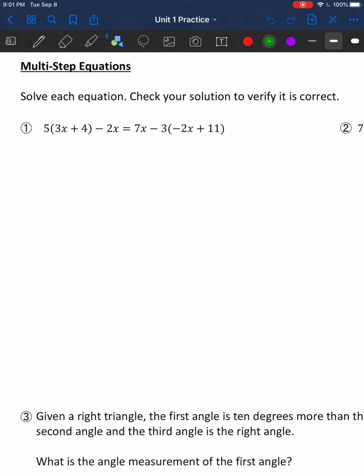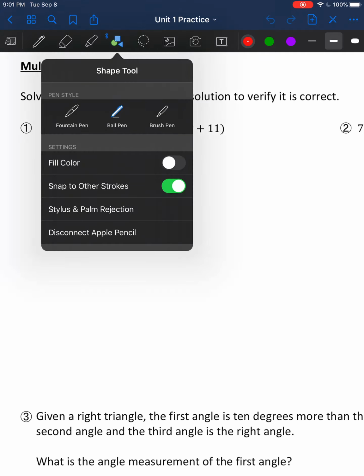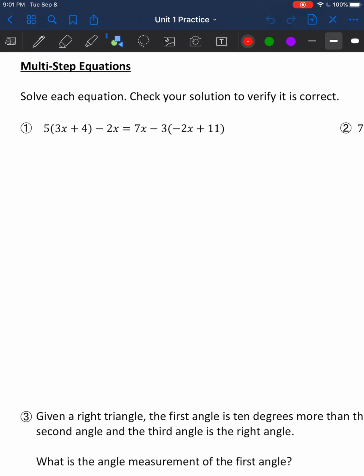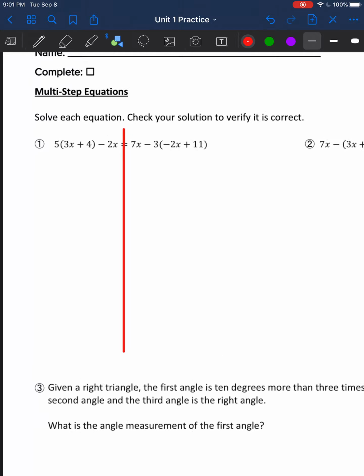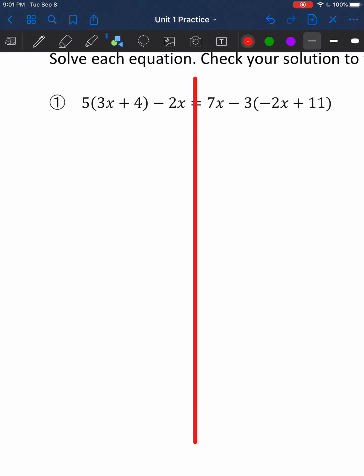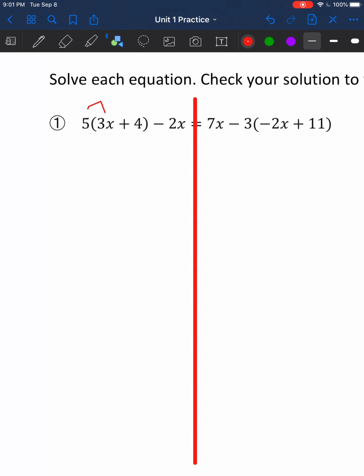Solve each equation, check your solution to verify it is correct. So first off, in order to solve this equation I'm going to draw the river according to our 6 steps of solving. I'm just going to take a line and it's going to go all the way through the middle like so. Next up, step 2, according to the 6 steps of solving, means I need to check to see if I can distribute. I can here on the left.